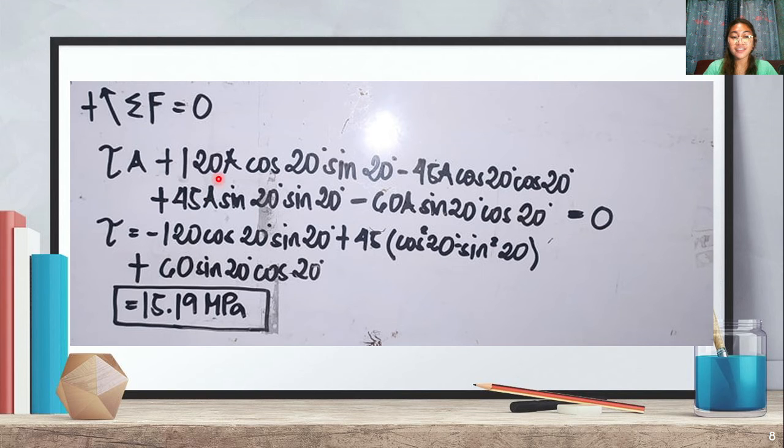So transposing these equations to the right side and changing its signs, we have tau is equal to negative 120 cosine of 20 degrees sine of 20 degrees plus 45 times cosine squared 20 minus sine squared 20 degrees plus 60 sine of 20 degrees cosine of 20 degrees. So we have the value for our shearing stress, which is 15.19 megapascal. So these are the values, or this is the solution, in solving the problem 7.1.